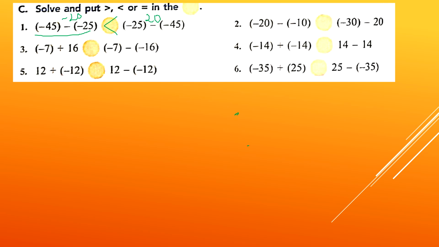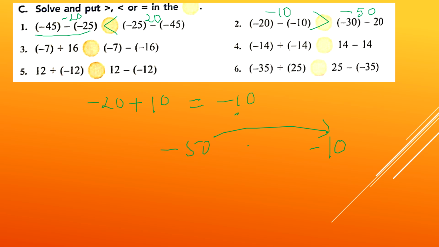Now if you check the next one, we have minus 20 minus minus 10. So minus minus 10 will come out as plus 10. It will become minus 10. This one is minus 10. And this one is minus 30 minus 20. Both of them have the same sign, so you will add the numbers. This comes out as minus 50. So minus 50 is to the left of minus 10, but minus 10 is to the right of minus 50. And anything which is to the right of any number is greater.